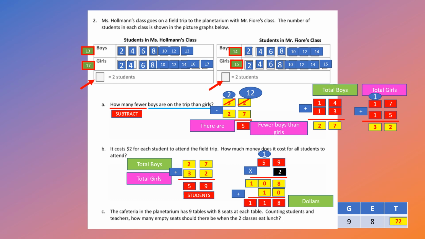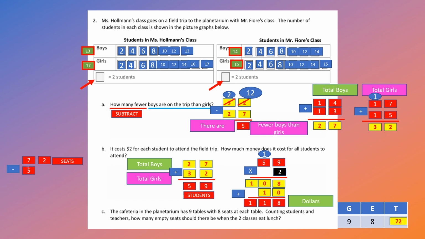And I know from my last question, question B, that I have 59 students. And it says, counting students and teachers, how many empty seats should there be when the 2 classes eat lunch? Well, I have my 59 students. I'm going to take off my teachers at the end. So 72 seats minus 59 students, all right?